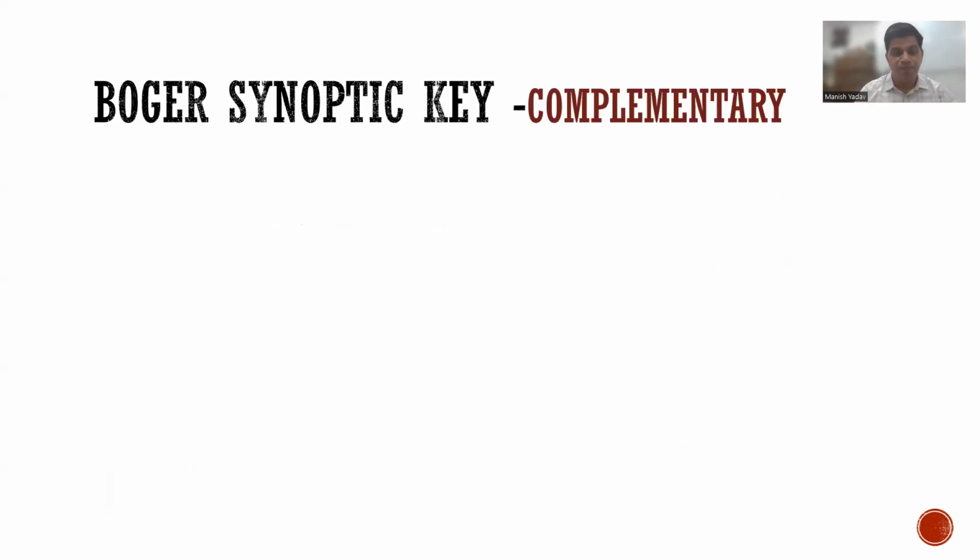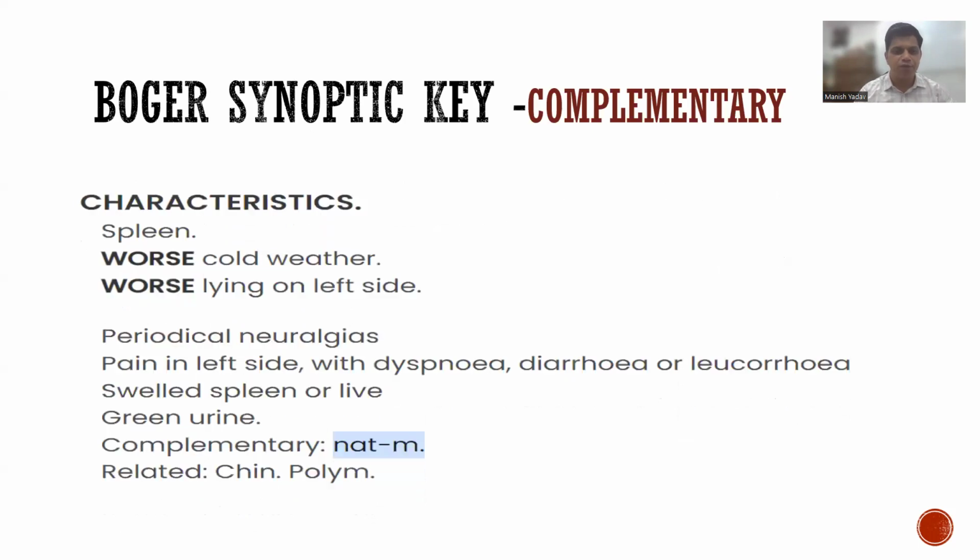Now, Boger Boenninghausen writes a very important complementary drug. If you see, he says Natrum muriaticum is a complementary drug. So when you're using Ceanothus, it could be seen that after that you can use Natrum muriaticum. Or maybe along with that, you can use it if the indications are matching. Complementary drugs always work side by side.